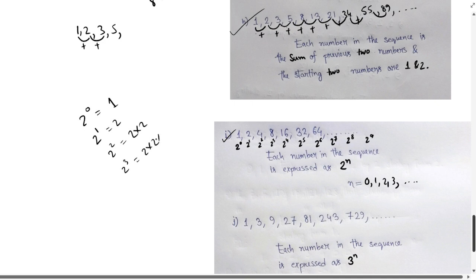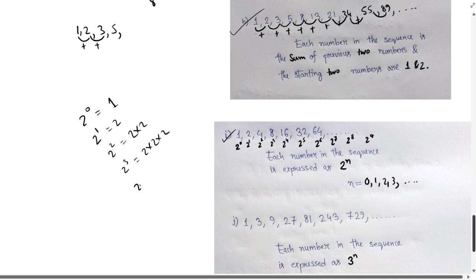Next, this is power of 2. So how to get 1 here? It is 2 to the power 0, then 2 power 1. This is 2 power 2, then 2 power 3, then 2 power 4, and 2 power 5, 2 power 6. Next three numbers will be 2 power 7, 2 power 8, and 2 power 9. 2 power 0 means 1 directly. 2 power 1 means 2. 2 power 2 means 2 into 2. 2 power 3 means 2 into 2 into 2.